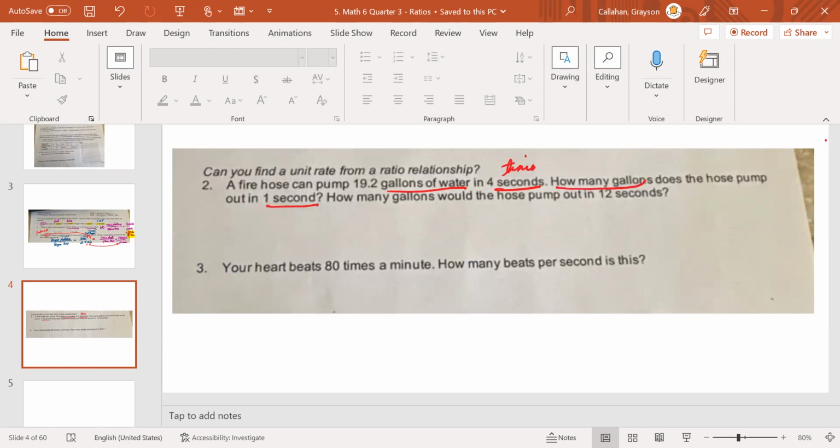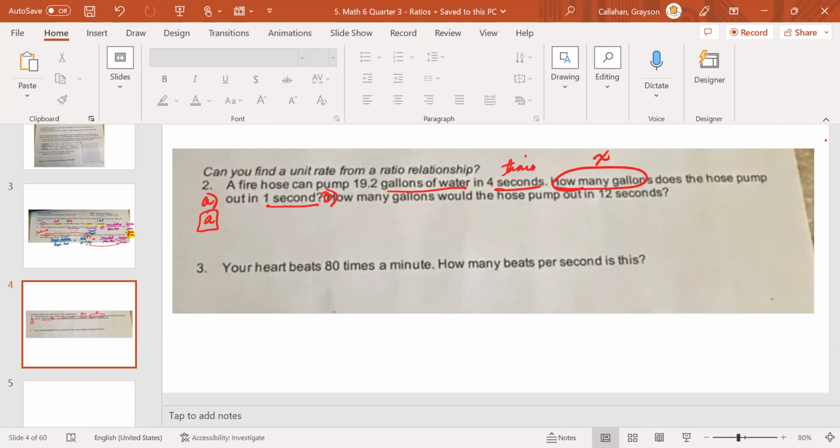So how many gallons? This is going to be your x, okay? How many gallons will the hose pump out in 12 seconds? So there's actually 2 questions. This is A, and this is B. Do you see that? Okay, so there are 2 questions. So let's do A first, okay?